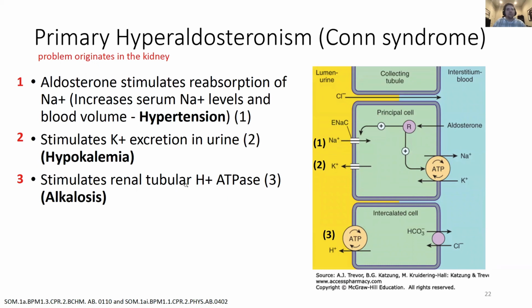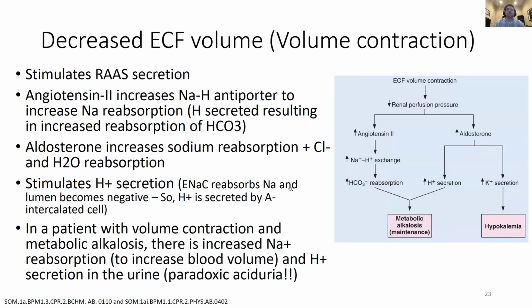And then there's the renal tubular hydrogen ATPase, because your body's going to want to bring some of that potassium in later on in the tubule, so you're going to have to kick out hydrogen, okay? It's kind of a walk down the tubule here. You're bringing in sodium, you're kicking out potassium. You want to bring potassium back, you've got to kick out hydrogen. You kick out hydrogen, you get alkalosis, okay?